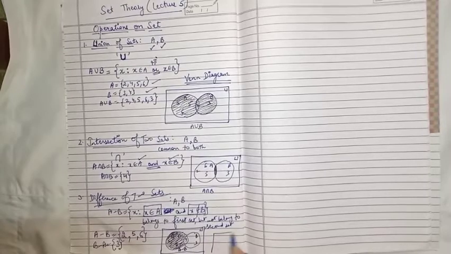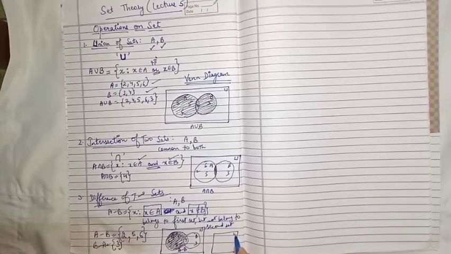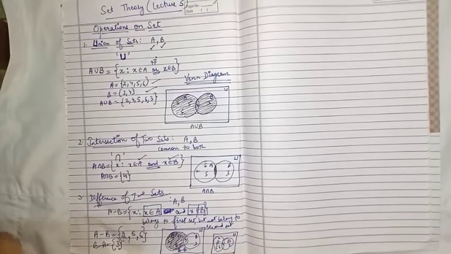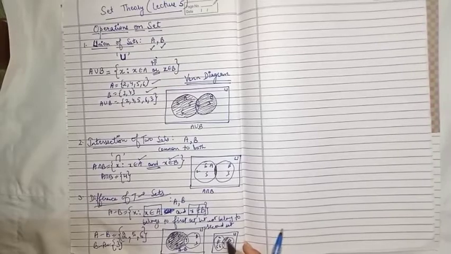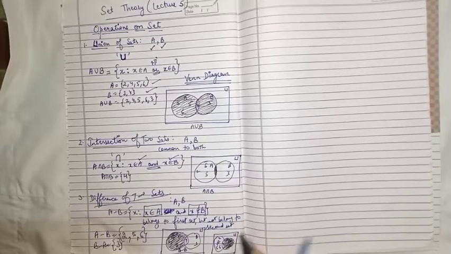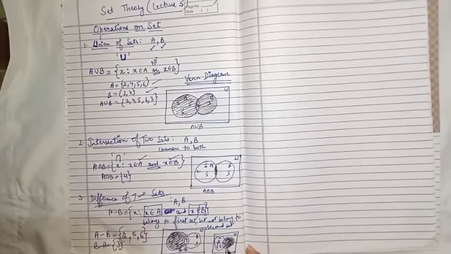And what will be the diagram for B minus A? This is A, this is B, this is 3, 4, 2, 5, 6. Only this portion will go to B minus A. This is the diagram for B minus A.